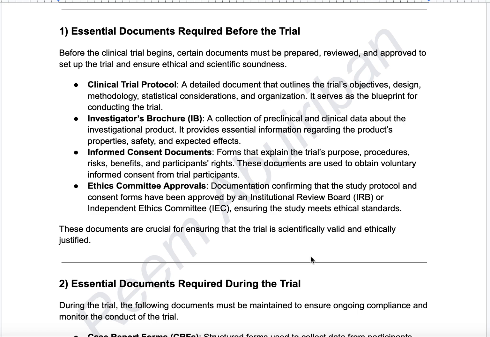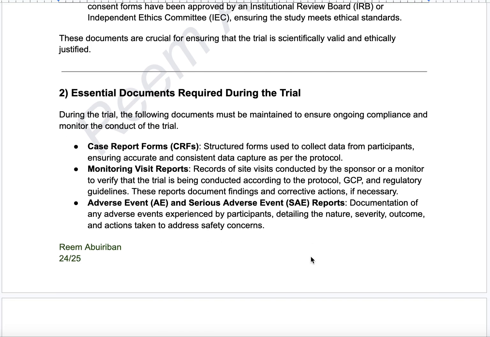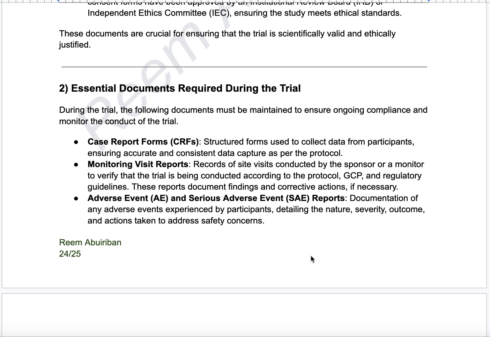Ethics committee approvals, documentation confirming that the study protocol and consent form have been approved by the Institutional Review Board or Independent Ethics Committee, ensuring the study meets ethical standards. These documents are crucial for ensuring that the trial is scientifically valid and ethically justified. Essential documents required during the trial. During the trial, the following documents must be maintained to ensure ongoing compliance and monitor the conduct of the trial.